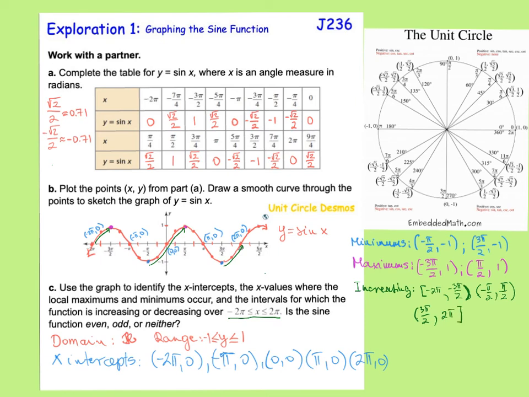Now let us see where the function is decreasing. The function is decreasing from -3π/2 all the way to -π/2. Again, it's parenthesis notation: -3π/2 to -π/2. And again, it's decreasing from π/2 all the way to 3π/2, so π/2 to 3π/2.